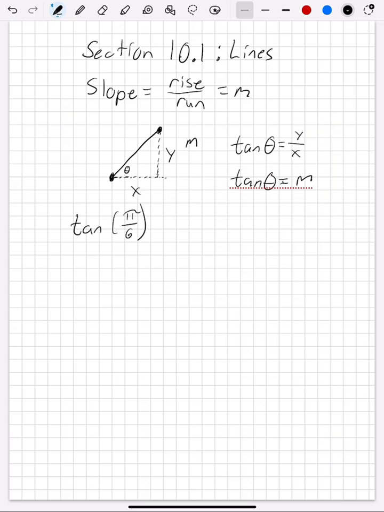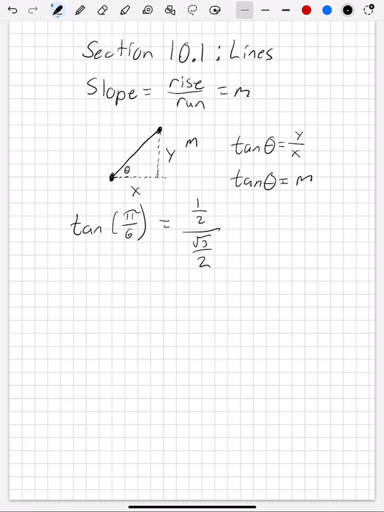All right, so let's look at tangent of pi over 6. So I've got a radian angle of pi over 6. I go to my unit circle and I find that my y value is 1/2 at pi over 6, and my x value is square root of 3 over 2. So it's just y over x. And my goal here is to figure out what the value of my slope is.